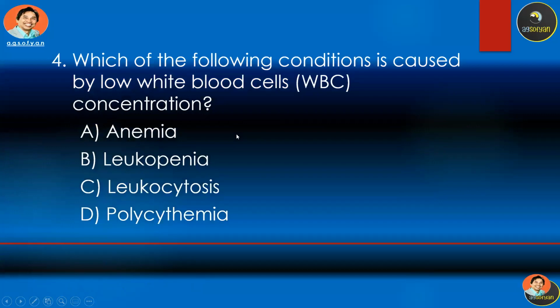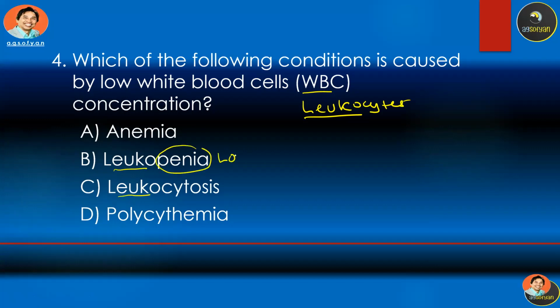Which of the following conditions is caused by low white blood cell concentration? Choose your answer. Okay, remember, white blood cell is leukocyte. That's the scientific name. So look for the leuko over here. So you have leukopenia and leukocytosis. Penia means low. This one means high. So the answer will be leukopenia.